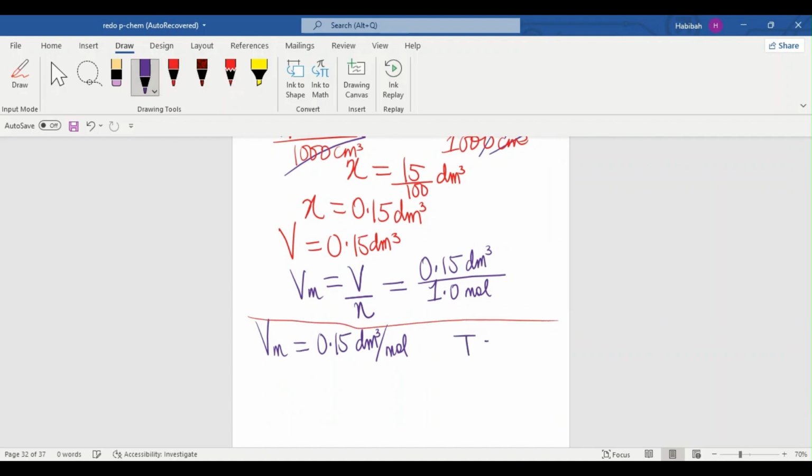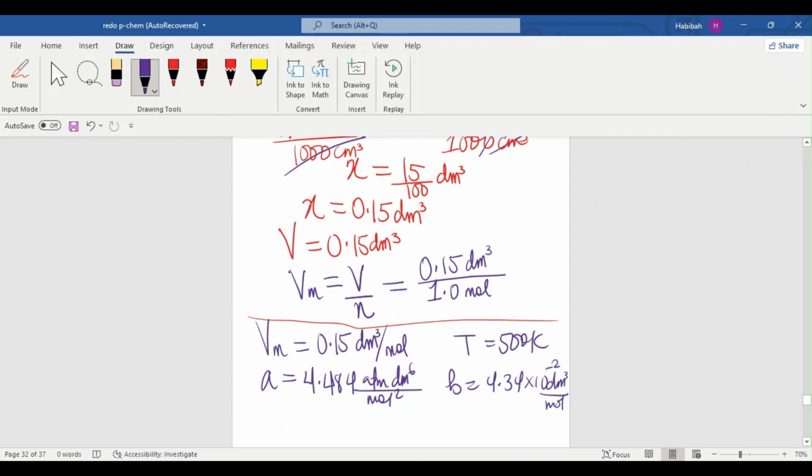So you have the temperature is 500 Kelvin. A is 4.484 atm dm⁶ per mole squared. And then B is 4.34 times 10 to the power of negative 2 dm³ per mole. And then, of course, R is the gas constant.